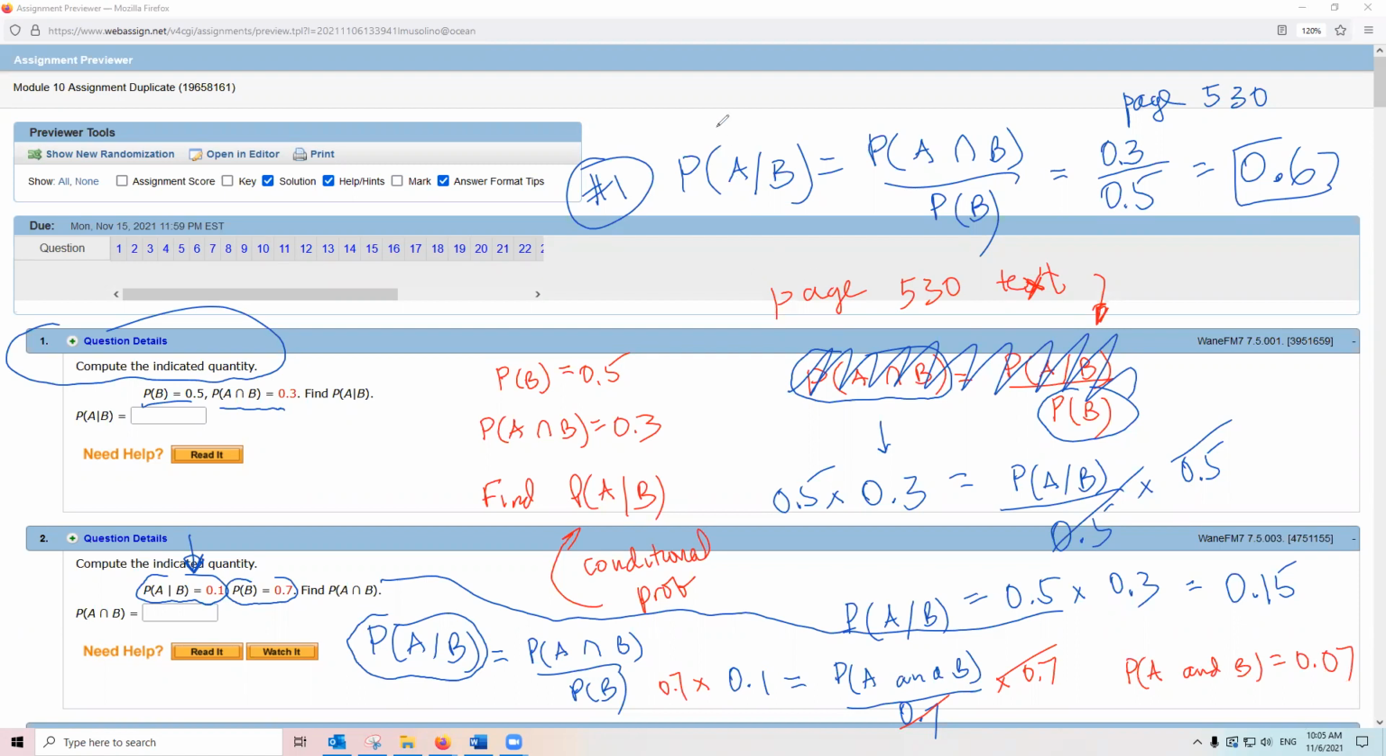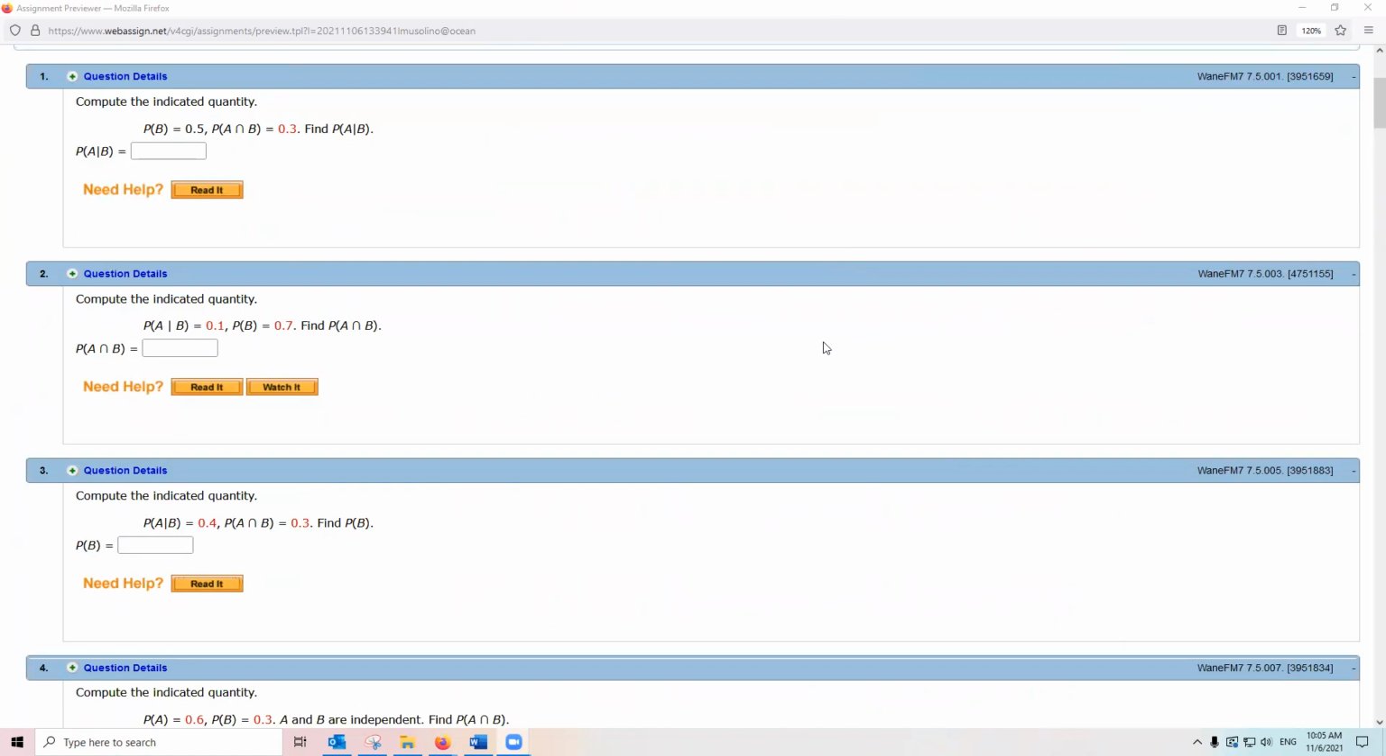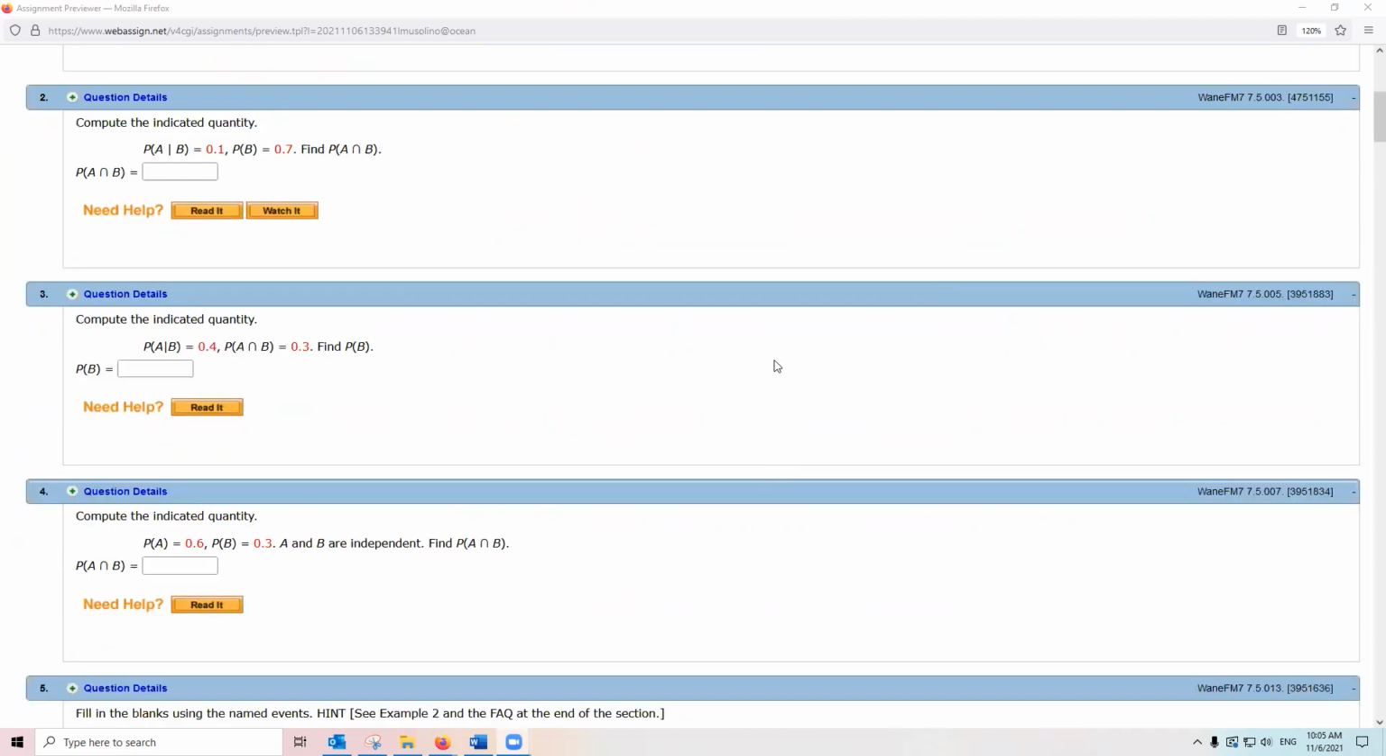Okay, so there'll be quite a few problems in WebAssign that really ask you to use this formula. And they'll give you 2 of the 3 quantities and ask you to figure out the 3rd quantity. All right, let's do a few more examples. Let me come down here to number 3. All right, so number 3, again, is asking me to use this formula that says the probability of A given B is probability of A and B divided by the probability of B. They're giving me the probability of A given B is 0.4. They're giving me the probability of A and B is 0.3, and they want me to figure out the probability of B.